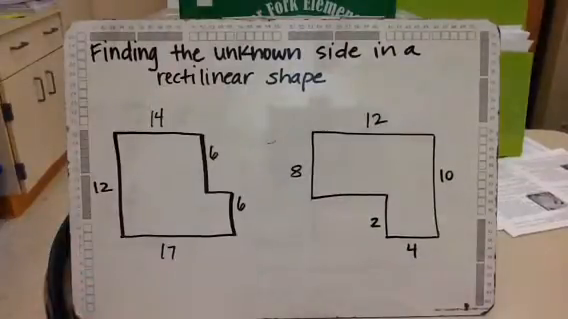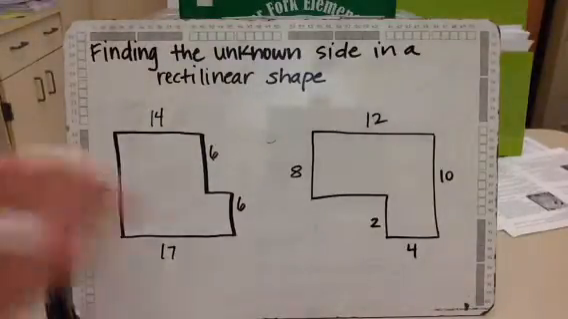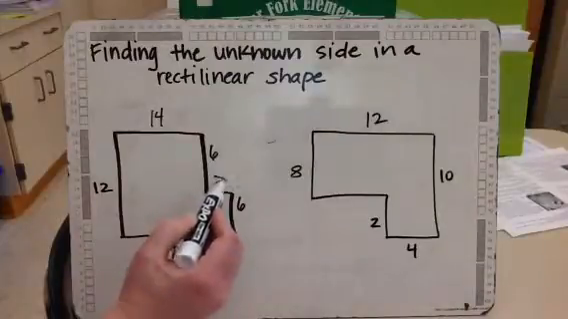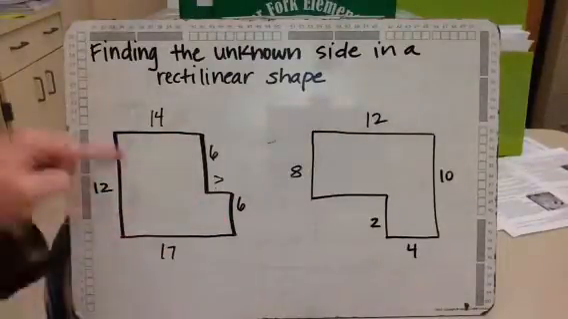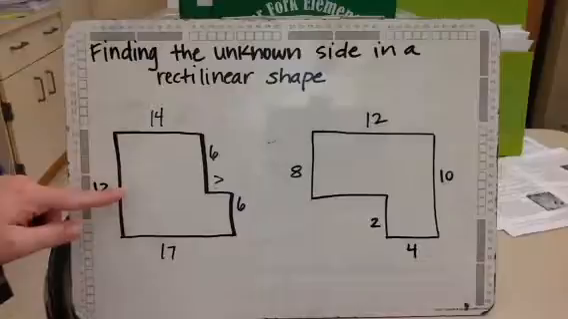So I'm going to model for you a few different strategies. It really depends on the student, on how they're visualizing and what works for them, to see which strategy they're most successful with. This first one here, I'm looking for this unknown side right there, and I need that so that I can add for the perimeter, or if I'm breaking it up, I might need it for something.